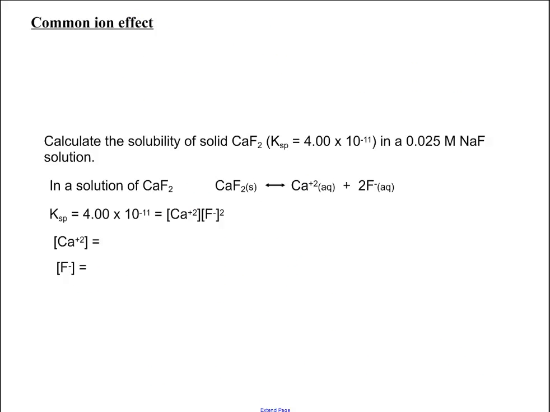Common ion effect. When I put a compound, in the case of the example that's shown, calcium fluoride, I have calcium ions and fluoride ions that eventually go into solution. If I then add another compound, in this case sodium fluoride, fluoride then becomes my common ion. When that happens, it decreases the solubility of my original compound.